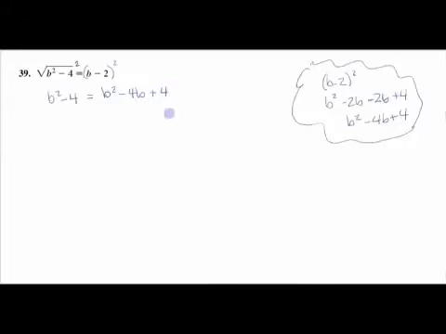Now if I subtract b squared from both sides, that gives me negative 4 equals negative 4b plus 4. So I don't have a quadratic equation anymore. Now I'm going to subtract 4 from both sides. That gives me negative 8 equals negative 4b. When I divide both sides by negative 4, it gives me b equals 2. Of course, we'll need to check.